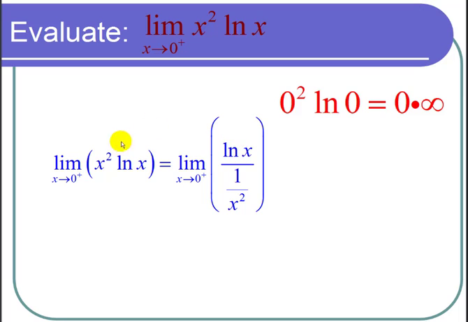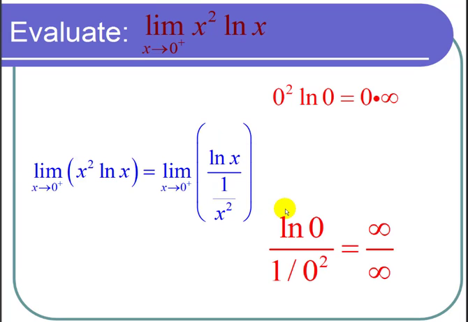And the trick is as follows. We can take that x squared and bring it in the denominator as a 1 over x squared. Notice that when we divide by 1 over x squared, that's the same as multiplying by the reciprocal, x squared. So we can see it works.